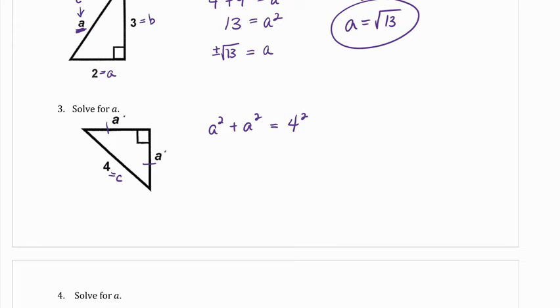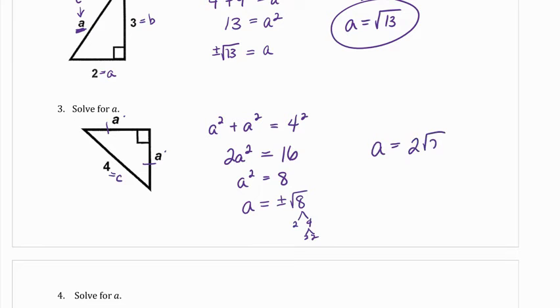So 4 squared. That gives us 2a squared equals 4 squared, which is 16. Divide both sides by 2, we get a squared equals 8. Take the square root of each side. That gives us a is plus or minus radical 8. We can simplify that 8. That's a 2 and a 4, so we've got a pair of 2s. So our a would equal the positive 2 radical 2. Okay, both sides of that one.